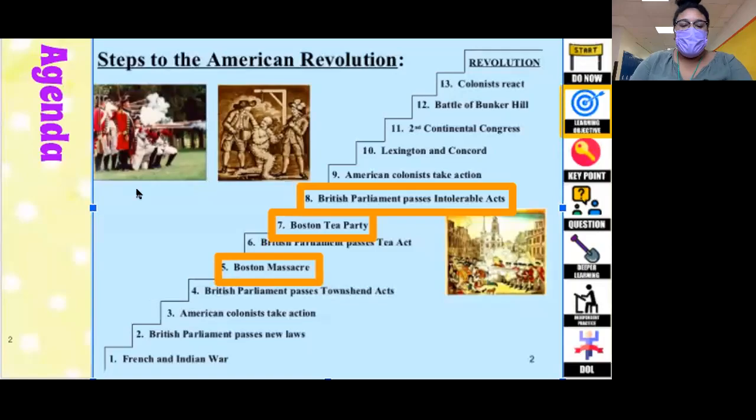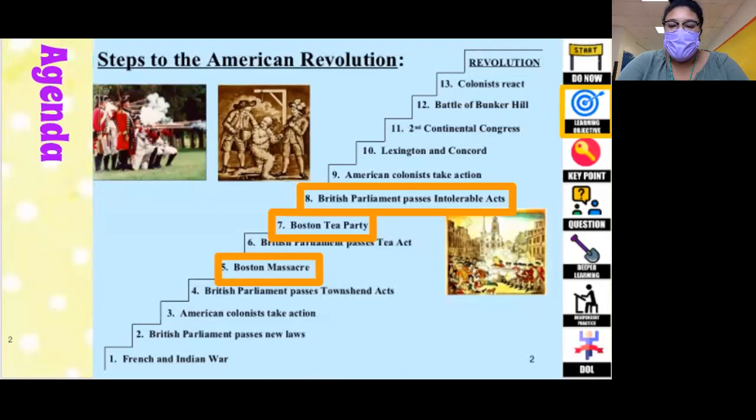All right, so we are going to continue covering steps to the American Revolution, the Intolerable Acts, part 2 and 3. I'm going to record both parts of the video at once, so this will be a longer one.